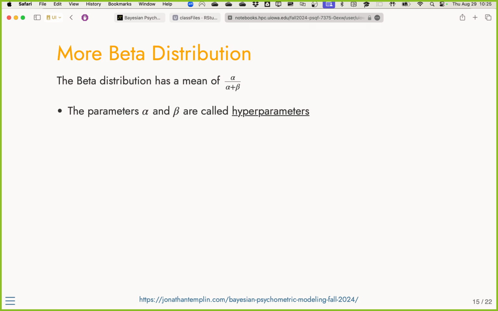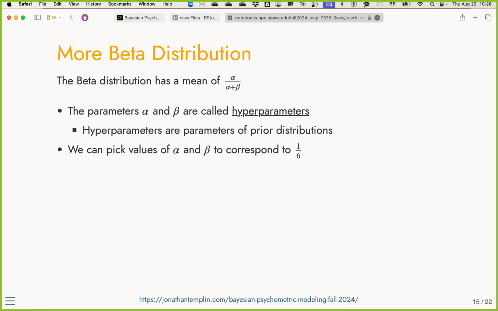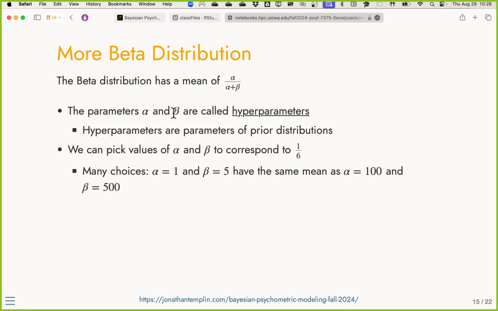Anyway, hyperparameters are the distributional parameters of the prior distribution themselves. So that differentiates them from the parameter of our model. In our model that we're trying to implement here, we have one parameter: the probability of rolling a 1. The prior distribution, we pick its hyperparameters, in this case alpha and beta. We can pick values of alpha and beta to correspond to 1/6. So for instance, if I picked an alpha of 1 and beta of 5, the mean of my prior distribution will be 1/6 because of alpha over alpha plus beta.